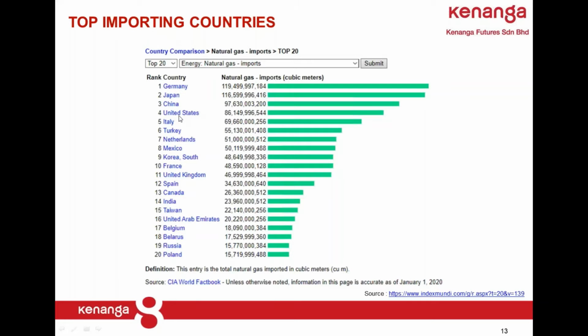Why does the United States, as a net exporting country, still import natural gas? This is because of the pipeline linkage between the United States and Canada. There is drilling activity in Canada that is transported into the United States. That is the reason why you see the United States as one of the importing countries here.